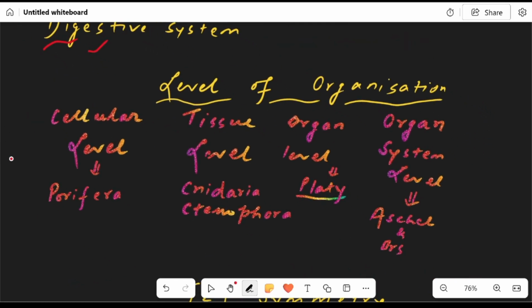So levels of organization. We all know there are four levels of organization: cellular, tissue, organ, and organ system level. At the cellular level, the example is Porifera; tissue level, Cnidaria and Ctenophora; organ level, Platyhelminthes; and organ system level, Aschelminthes and others that follow.